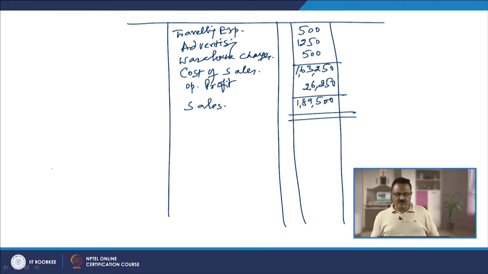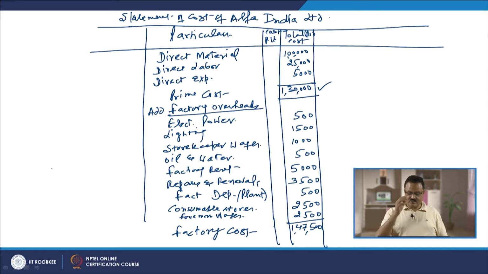1,63,250, and out of this 1,63,250, 1 lakh is just the material cost. So, we will start from here. If cost reduction has to be achieved, we have to start from here.